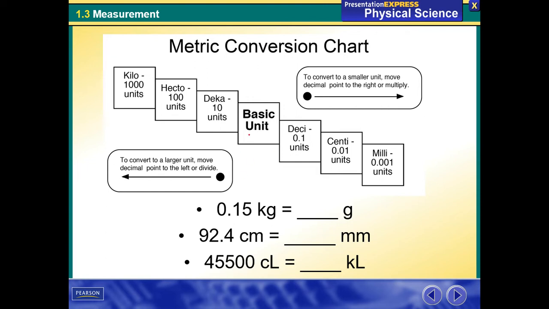First, let's talk about the basic unit. The basic unit is a single letter by itself. So some common basic units are g, which equals gram, liter, which is a capital L. You might have even heard of meter, which is a unit for length. So all of these are common base units. Notice the letters by itself.